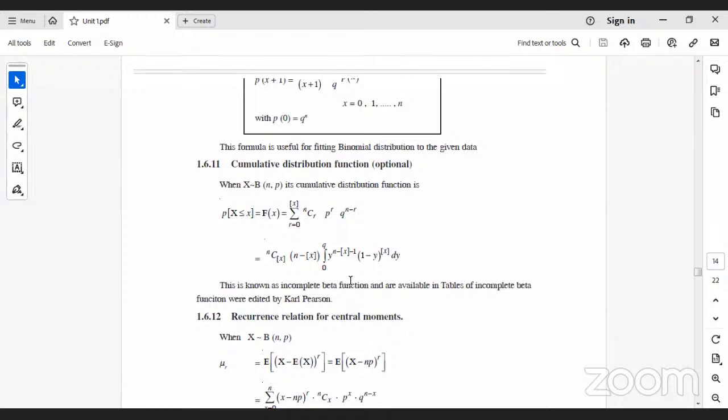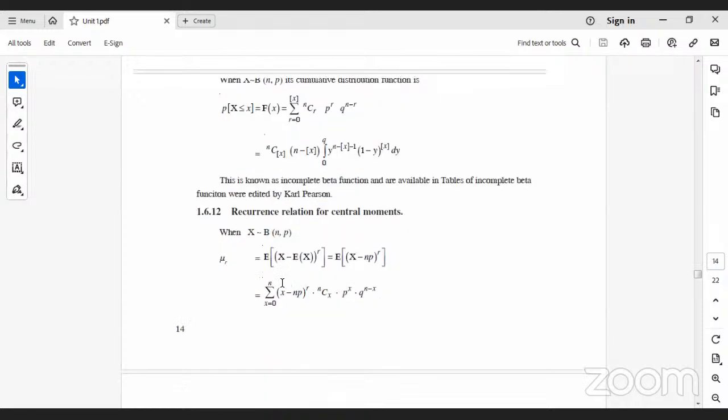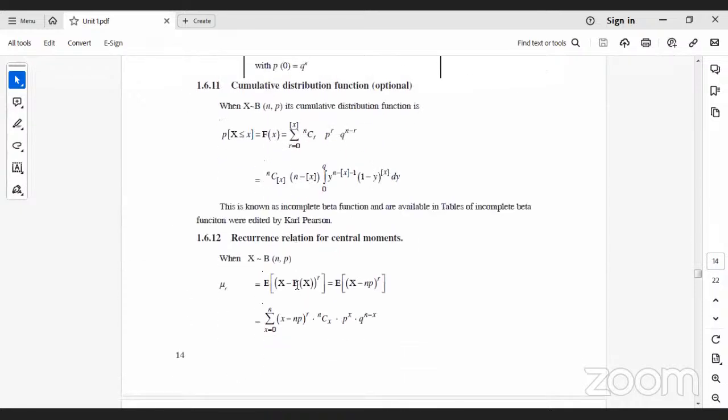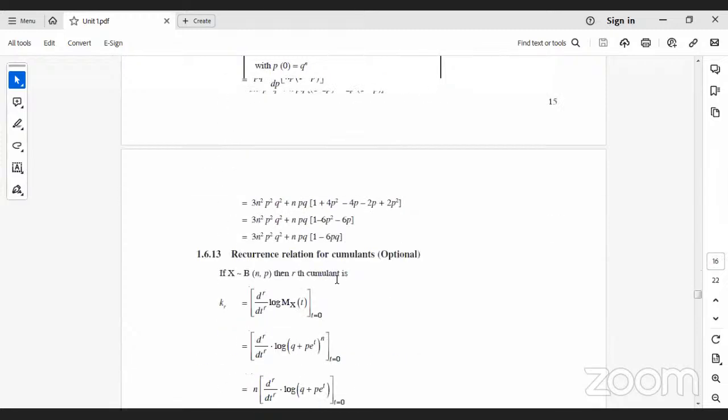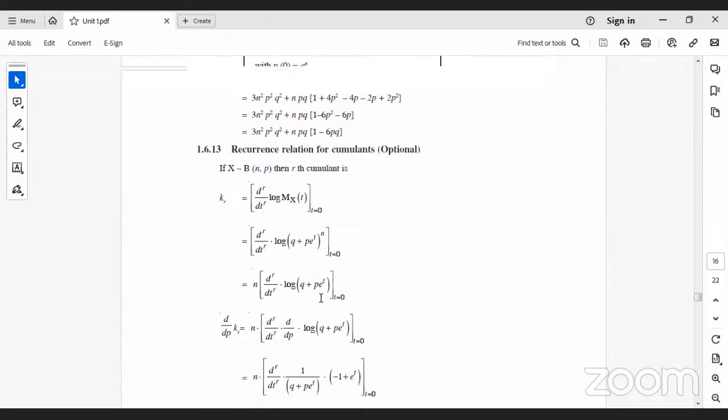The basic condition: nCx (n minus x) times the integration of 0 to q. This is the basic fundamental formula. Integration of 0 to q of y power n minus x minus 1 times (1 minus y) power x dy. This is a condition you have to learn here. Then recurrence relation for central moments. You may ignore this, don't worry. Recurrence relation for cumulants. This is for the practicals.